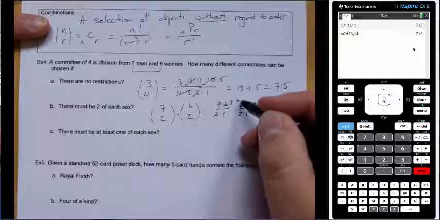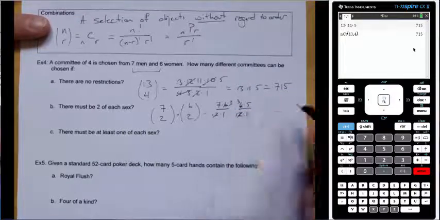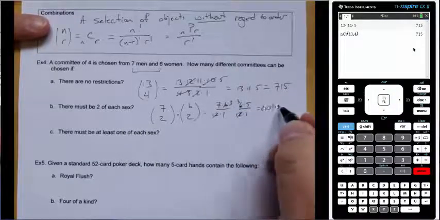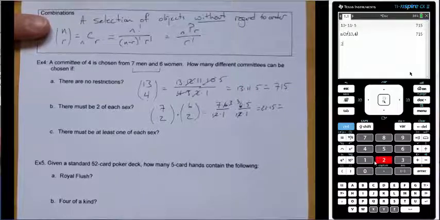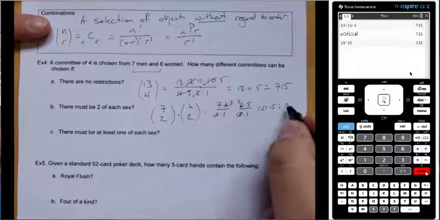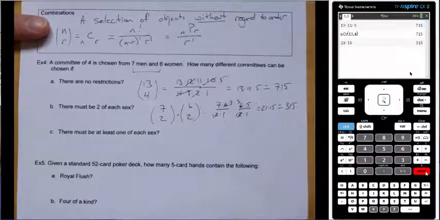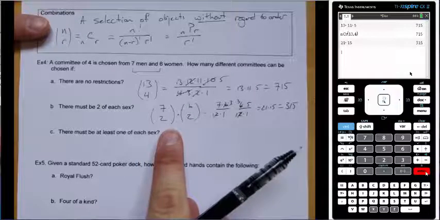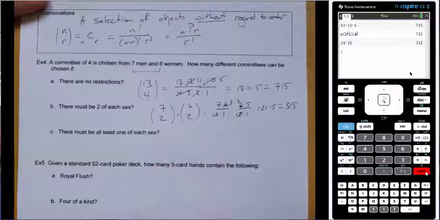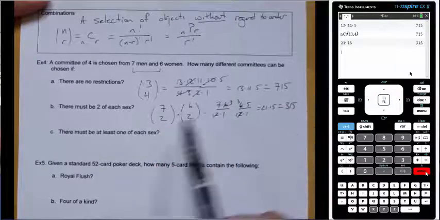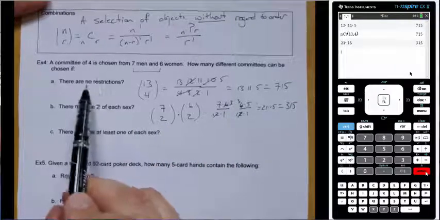times 15, which is 315. Note, the more restrictions you put on the committees, the smaller the number will be. So there are definitely fewer committees of this specific type than there are with no restrictions at all.